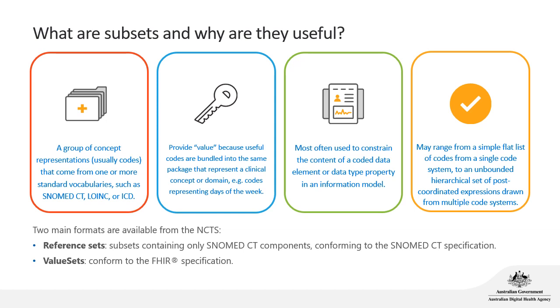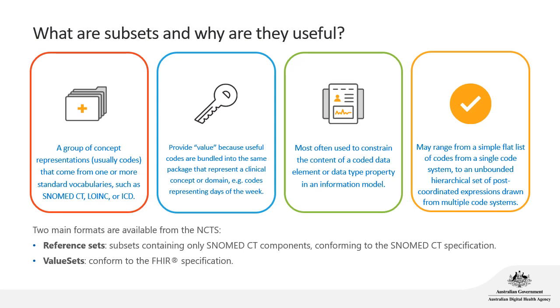They are most often used to constrain the content of a coded data element or data type property in an information model. So for example, the adverse reaction agent reference set could be used to specify values in a pick list on a user interface, or be used to indicate the permitted values in a specification for information exchange.